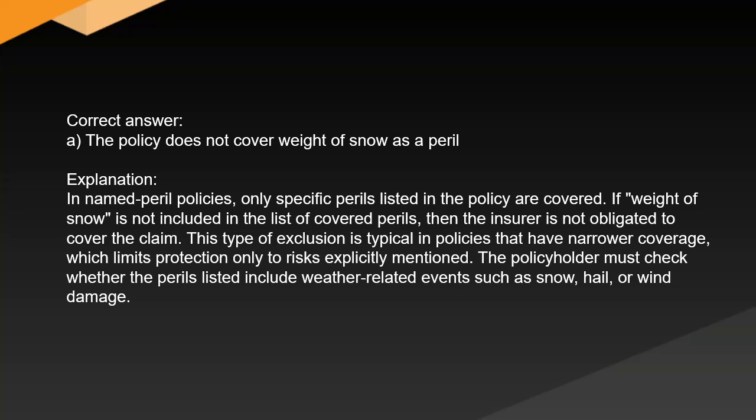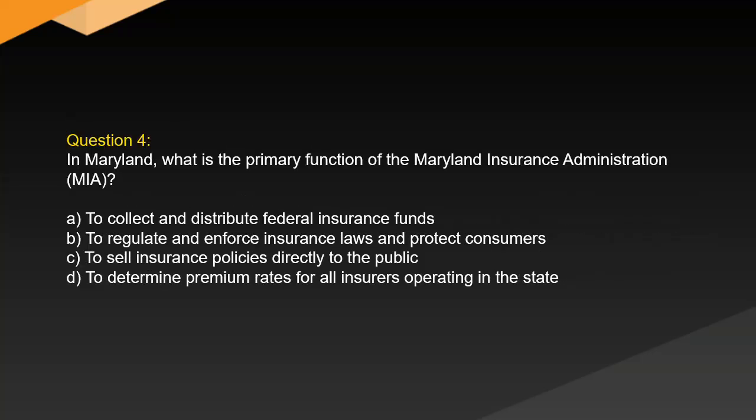Question 4. In Maryland, what is the primary function of the Maryland Insurance Administration? A. To collect and distribute federal insurance funds. B. To regulate and enforce insurance laws and protect consumers. C. To sell insurance policies directly to the public. D. To determine premium rates for all insurers operating in the state.